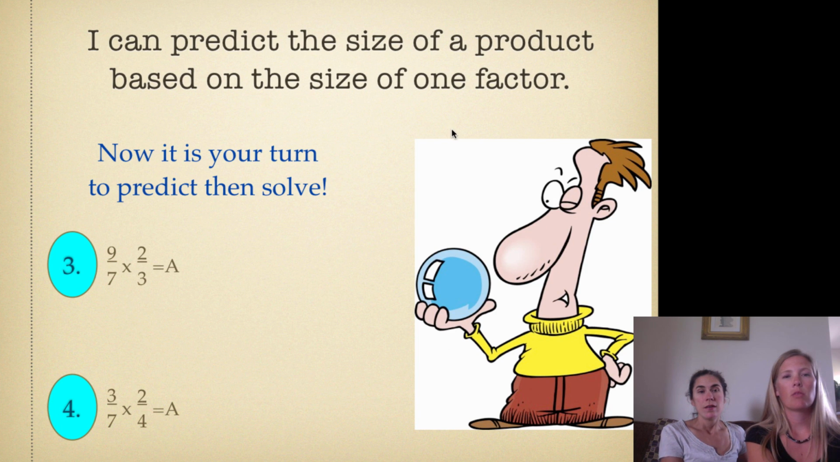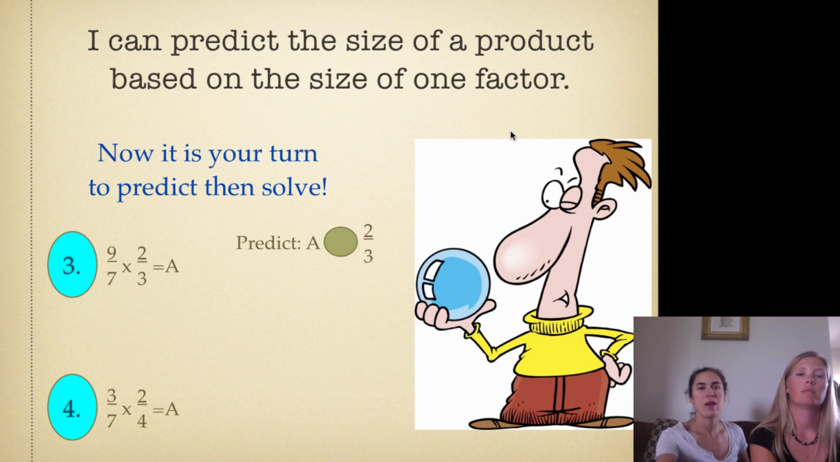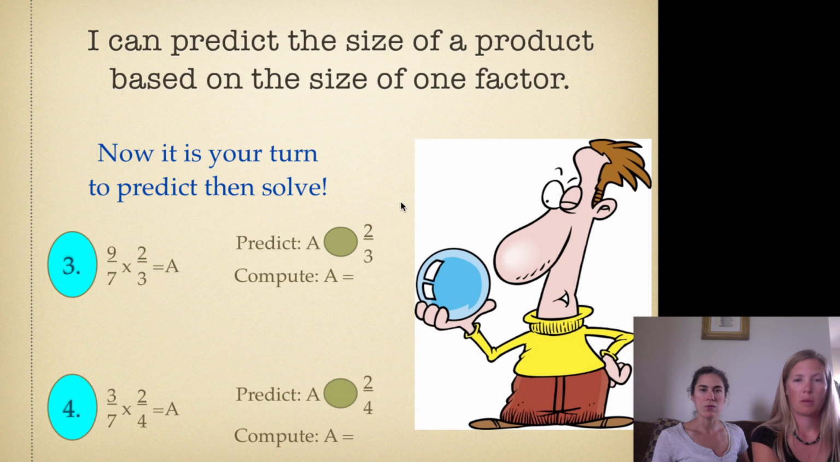I think this one's you now. Okay, now it's your turn. Same thing, predict and then solve. Same format here: 9/7 times 2/3, and then 3/7 times 2/4. Look back, think about what we did earlier, and then actually solve those problems.